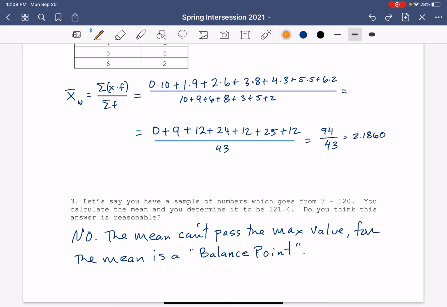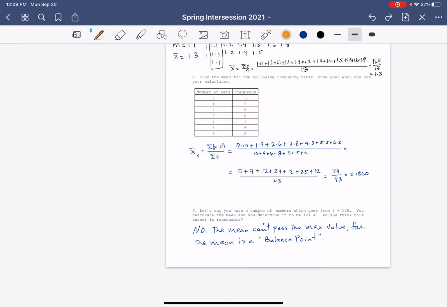But there are a lot of systems, and we are going to learn of a few towards the end, where the graph looks very symmetrical, and then we'll find out that the mean, the median, and the mode are all the same. But those are very specific type problems that we will look at later.